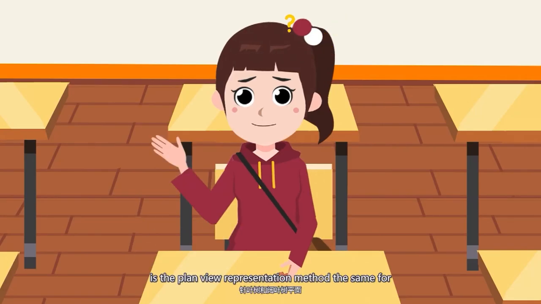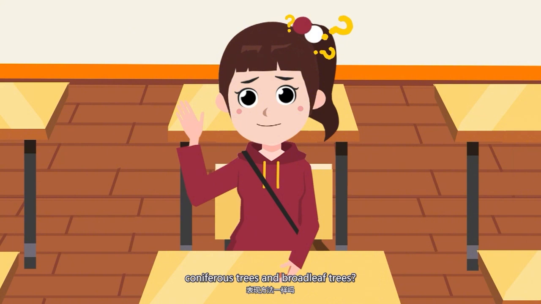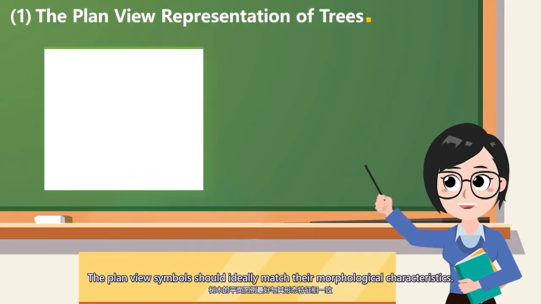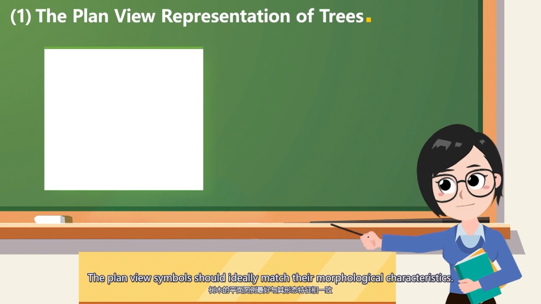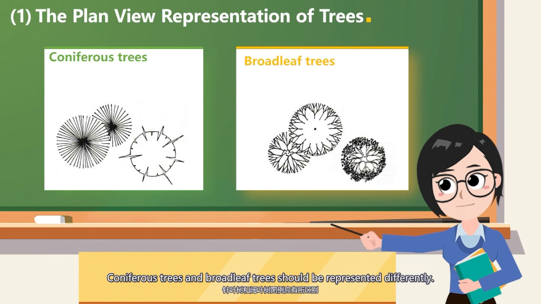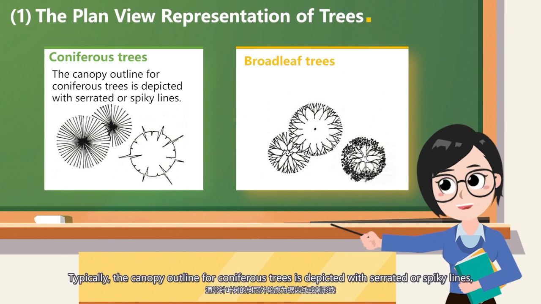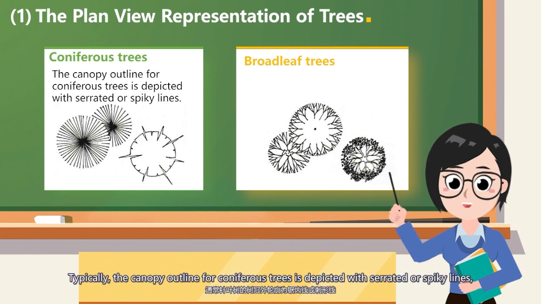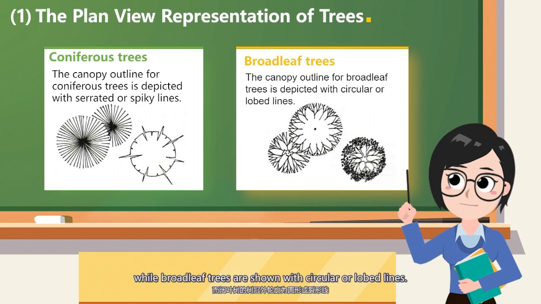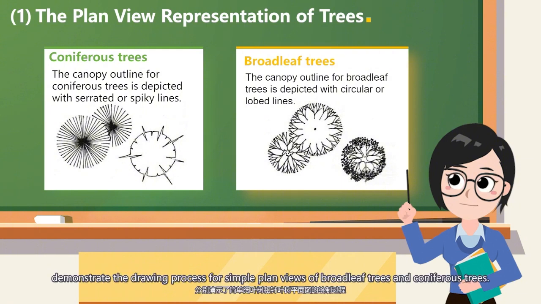Teacher, is the plan view representation method the same for coniferous trees and broadleaf trees? The plan view symbols should ideally match their morphological characteristics. Coniferous trees and broadleaf trees should be represented differently. Typically, the canopy outline for coniferous trees is depicted with serrated or spiky lines, while broadleaf trees are shown with circular or lobed lines. Next, let's watch two micro-videos that demonstrate the drawing process for simple plan views of broadleaf trees and coniferous trees.